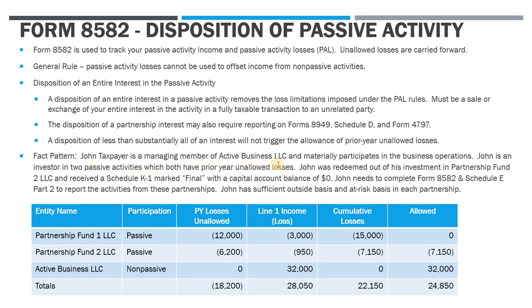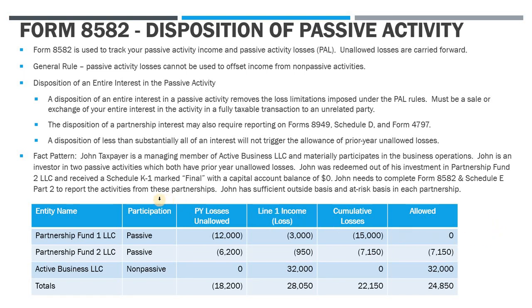He's a managing member of Active Business LLC and materially participates. And so for that reason, this partnership is non-passive to him. So this is a non-passive activity. Now, John is also an investor in 2 passive activities, which both have prior year unallowed losses. John was redeemed out of his investment in Partnership Fund 2 LLC, and he received a Schedule K-1 that's marked final and has a capital account balance of 0. And so now John has to update his 8582 and Schedule E in order to report these activities and then claim those losses.